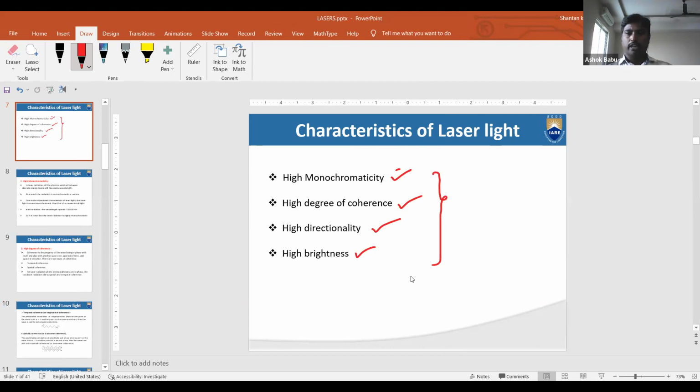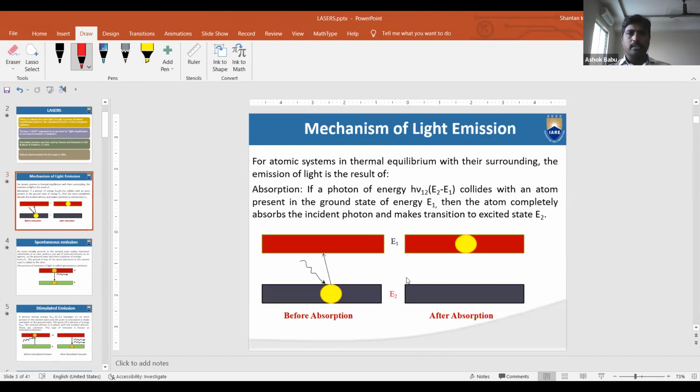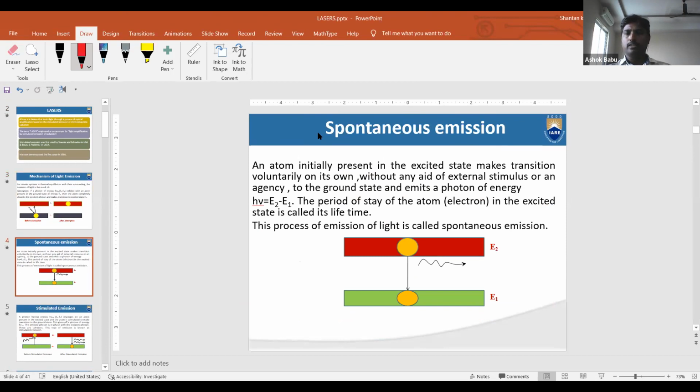Up to now, what we have discussed about lasers is lasing action. First is the mechanism of light emission. Here we have mechanisms: one is absorption and the second is emission. In emission we have two types of process, spontaneous and stimulated.